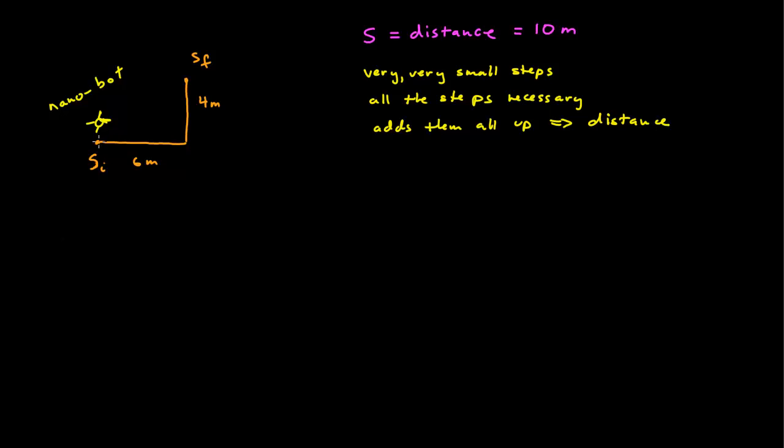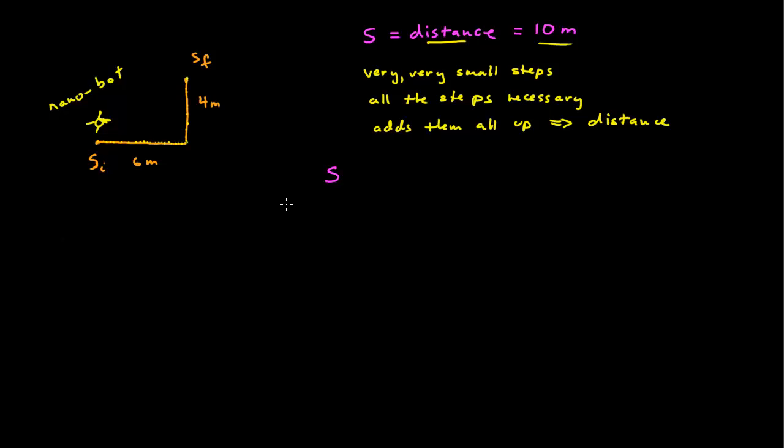So in this case, nanobot would go along this path, taking these very, very small nanometer-sized steps, but nanobot would be able to keep track of the size of each one and how many there are, and at the end calculate them all up and tell us the total distance was 10 meters. So this allows me a different way to define my distance.